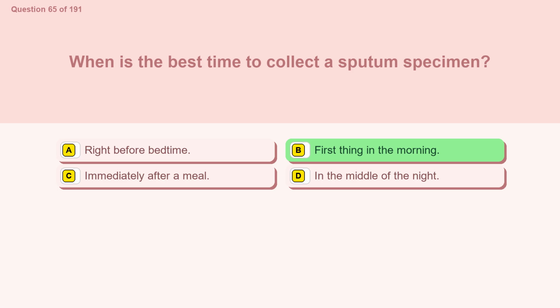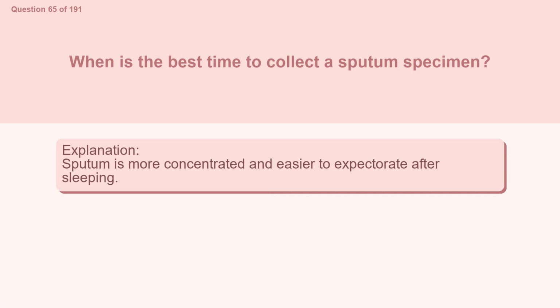The correct answer is option B. First thing in the morning. Sputum is more concentrated and easier to expectorate after sleeping.